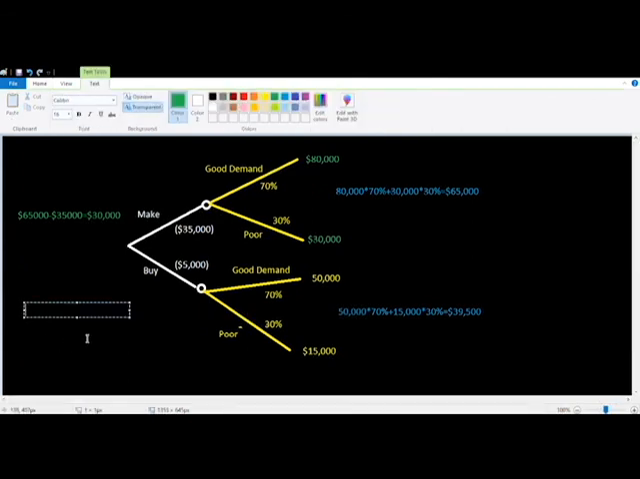Now let's see what the profit would be if we decide to buy the widgets and essentially outsource them. In this case, it's going to be 39,500 minus $5,000, which will be 34,500.